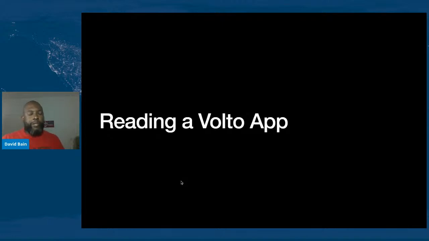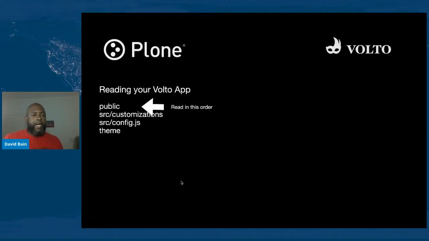I think it's very important with any new project that you understand the lay of the land. You should be able to read the code to some extent. I would say on a scale of 1 to 10, I'm at about 6 or 7 with my comfort with Volto, but it's been enough for me to do a little bit with Volto. And it starts by understanding how to read your Volto app. This is the order that I would read a new Volto app.